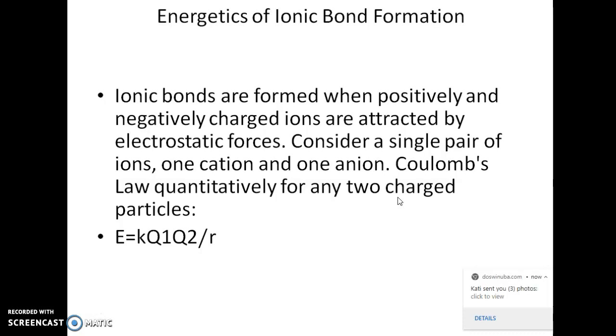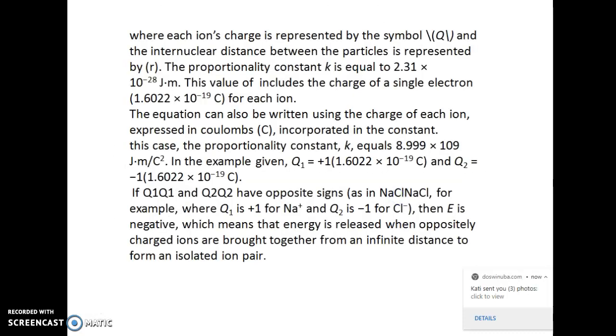So ionic bonds are formed when positively and negatively charged ions are attracted by electrostatic forces. So if we consider the single pair of ions, one cation and one anion, Coulomb's law quantitatively for any two charged particles is given by E is equal to k times Q1 Q2 divided by r, where each ion's charge is represented by the symbol Q and the internuclear distance between the particles is represented by r.